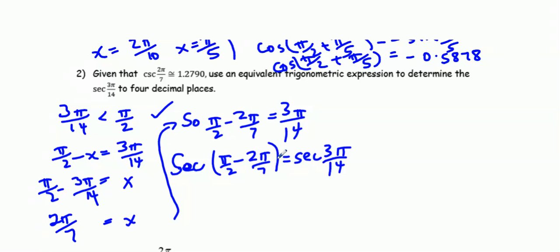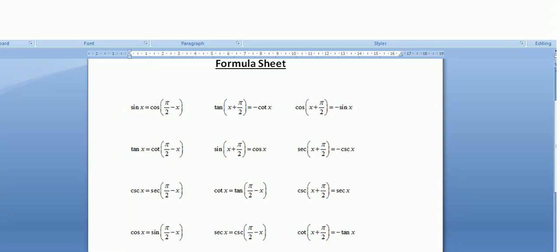Okay, so we haven't started using an identity yet. We've just rewritten our original question so that it is in terms of two angles. Now what I need to do is I need to go search my formula sheet for something that's going to relate pi by 2 minus an angle, sec of pi by 2 minus an angle, and cosecant. So let's see what we can see here. So I've got the secant of, let's see, secant of pi by 2 plus an angle. That's not what I want. Secant of pi by 2 minus an angle. That's going to equal cosecant x.